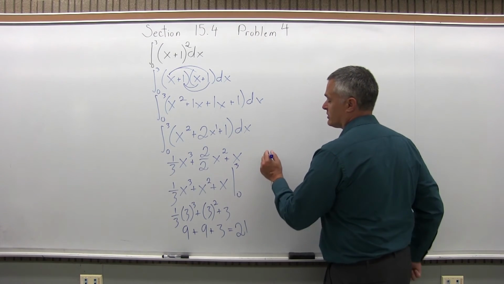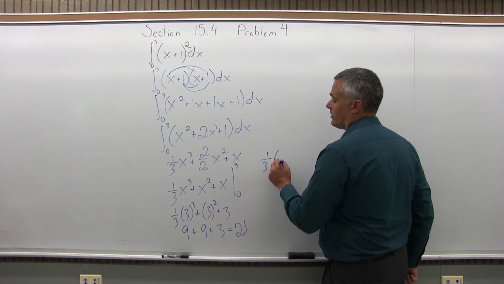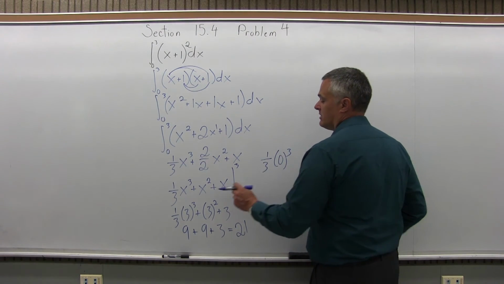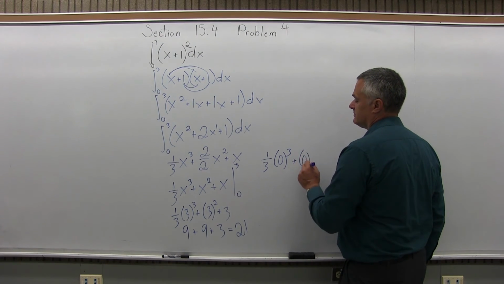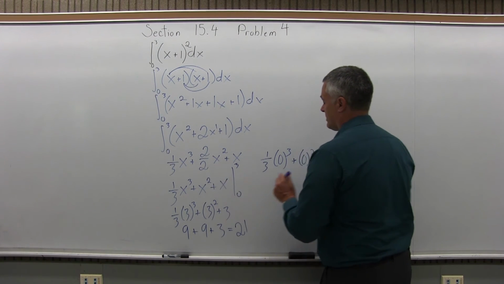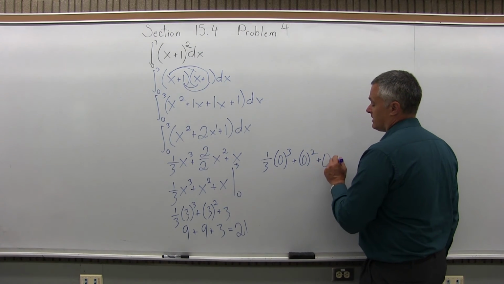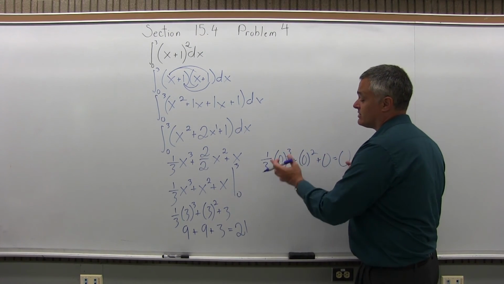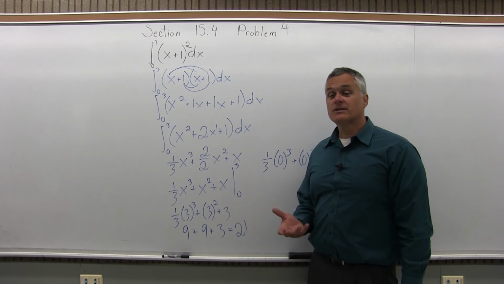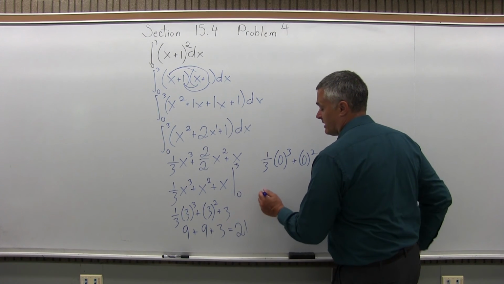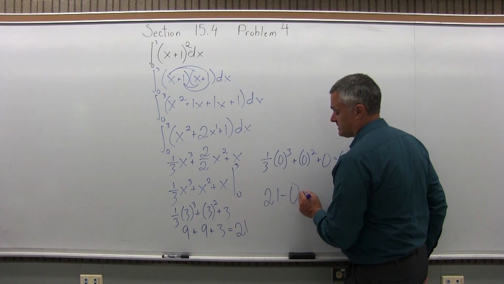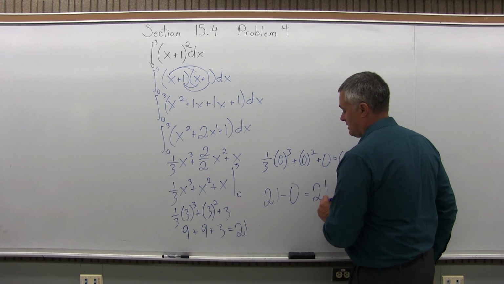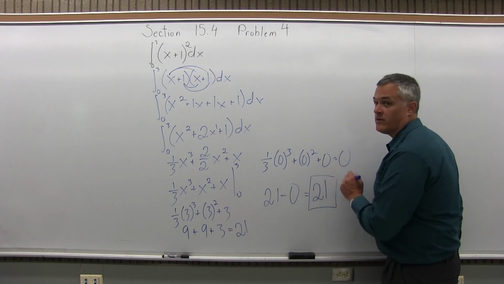So 1/3 x cubed will become 1/3 times 0 cubed. Then x squared will become 0 squared. And then plus x will become plus 0. So this works out pretty nicely. It's just 0. And then the final step, step 4, is to subtract the two answers. 21 from step 2 minus 0 from step 3 is 21 for our final answer.